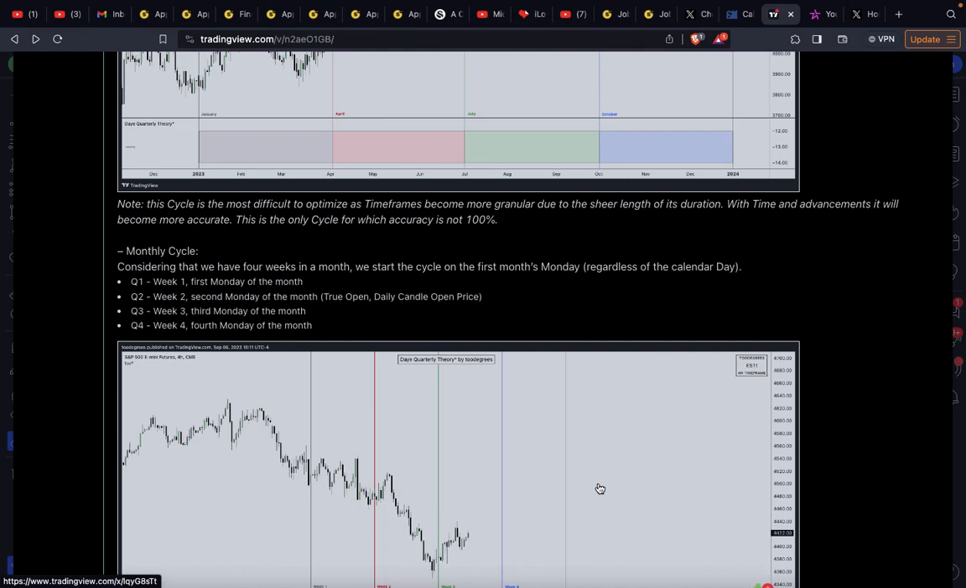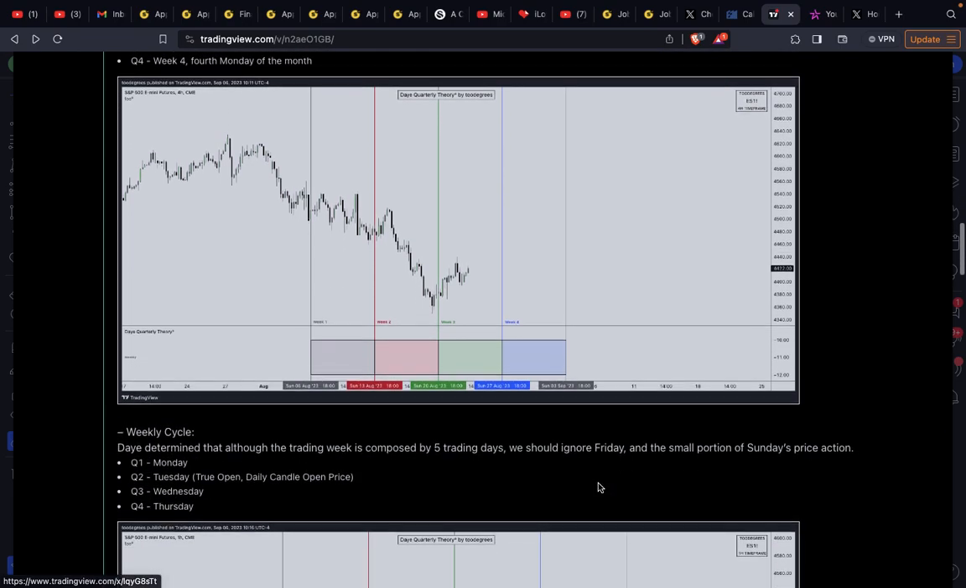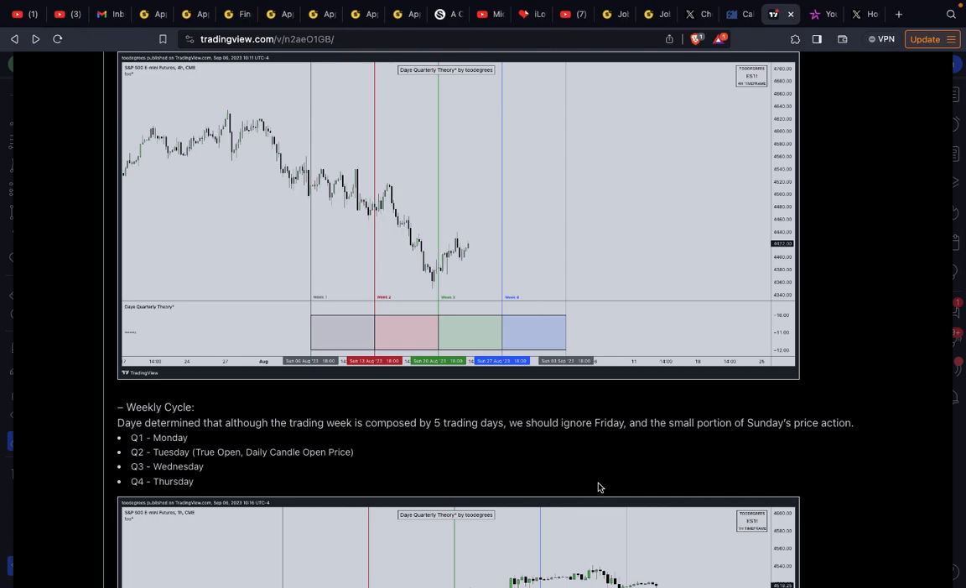So Q1, that's week one, and it starts at the first Monday of the month. Q2 is week 2, the second Monday of the month. True open, daily candle open price. So the true open for the month is the second Monday of the month, the daily candle's open price. Q3 is week 3, the third Monday of the month. Q3 is where the fireworks happen. And then Q4 is the fourth week, right? And you can see that by the diagram here.